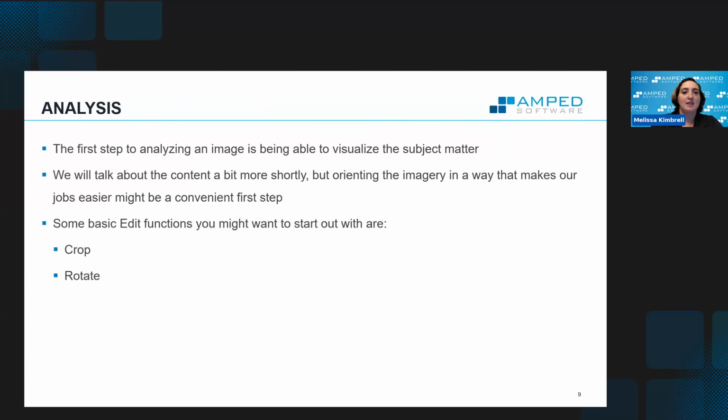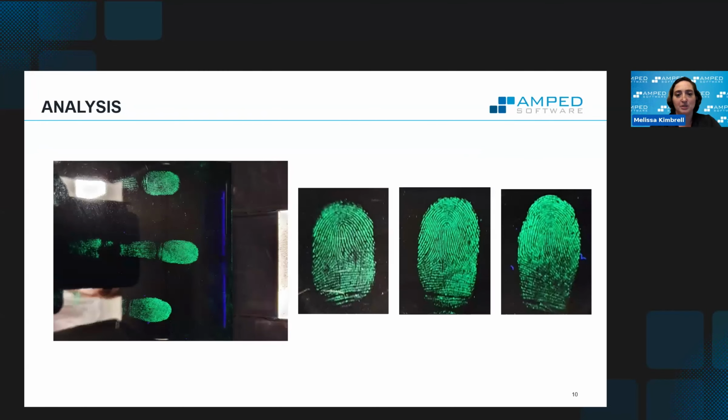Okay, so again, analysis, right? Our first step to analyzing an image is being able to visualize it. And typically, I'm going to do some adjustment type things for clarification. But in this instance, I'm going to show you some geometric processes that we might do just because I'm going to be utilizing those right off the bat. Some examples of these are cropping and rotating, very simple edit functions. In fact, I'm not even going to do those in the software really quickly. I'm just going to show you an example.